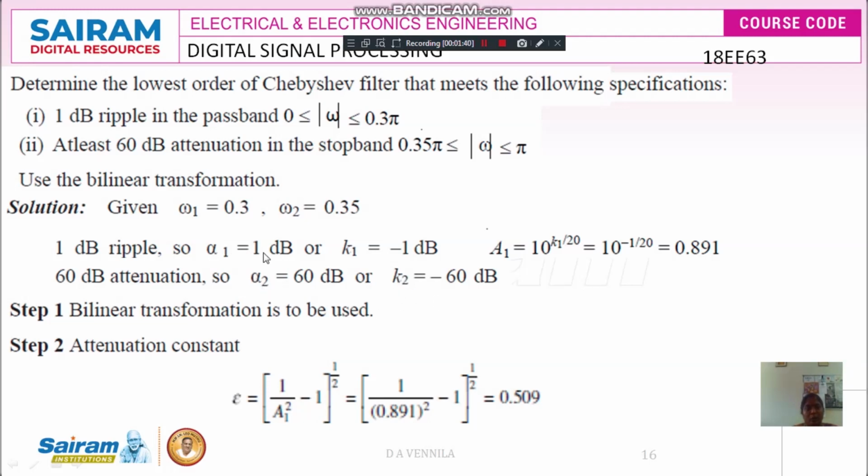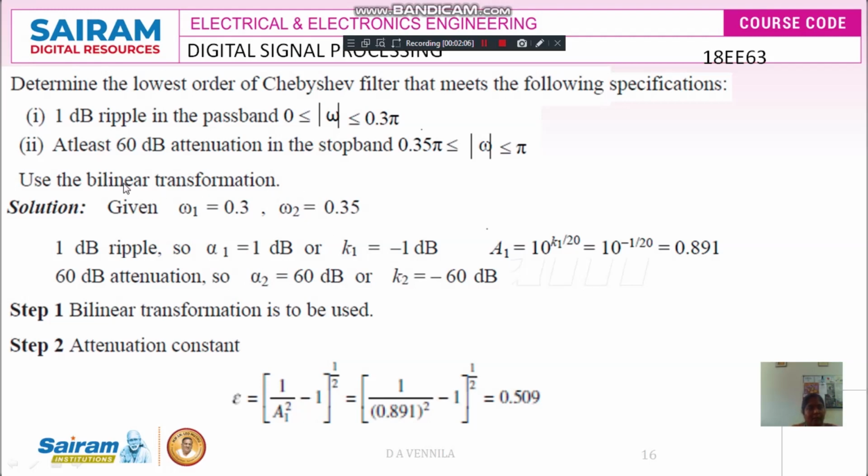If alpha 1 is equal to 1 dB, then we need to calculate the gain in terms of a1. That a1 will be equal to 10 to the power k1 divided by 20. K1 is minus 1, so if you substitute the value of k1, then you will get the gain of the passband. The gain of the passband will be 0.891. In a similar way you need to calculate the gain of the stop band.